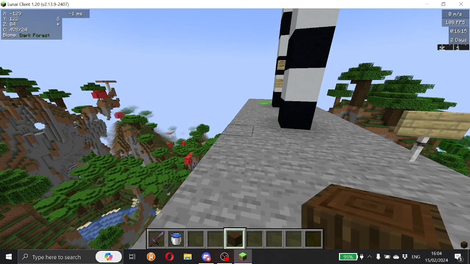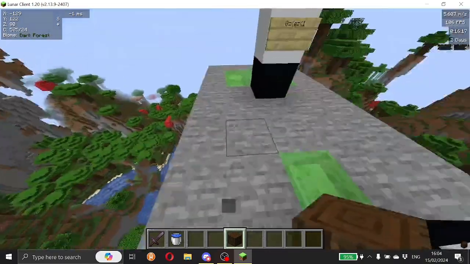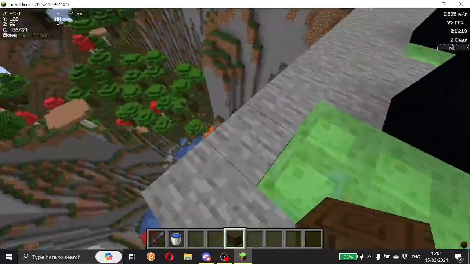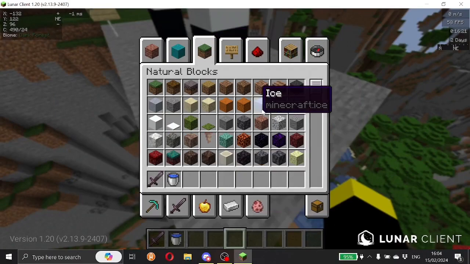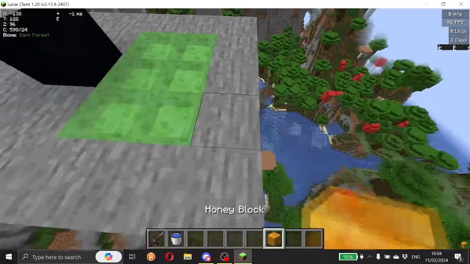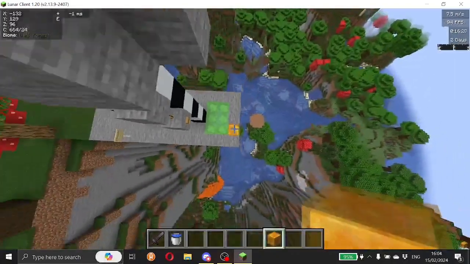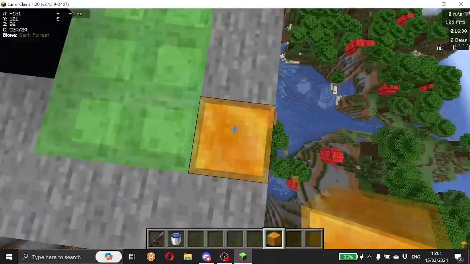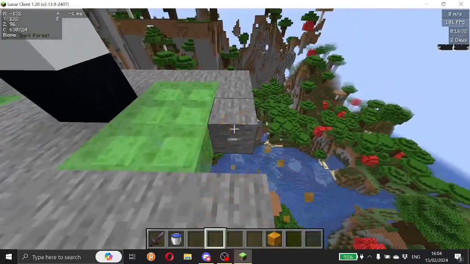Why is this all important? Well, we're going to determine the coefficient of restitution with slimes using velocity. Actually, one thing that just occurred to me, honey blocks. Are they bouncy of sorts? Actually, I want to make sure. Oh, no. Oh, that's a shame.